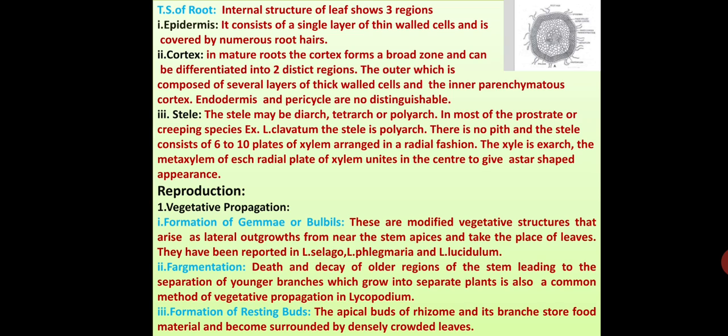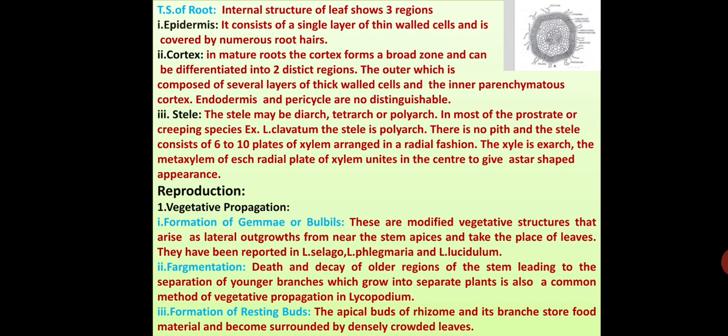Then we discuss the stele. The stele may be diarch, tetrarch or polyarch. In most of the prostrate or creeping species, for example Lycopodium clavatum, the stele is polyarch. There is no pith, and the stele consists of 6 to 10 plates of xylem arranged in a radial fashion. The xylem is exarch. The metaxylem of the radial plates of xylem unites in the center to give a star-shaped appearance.